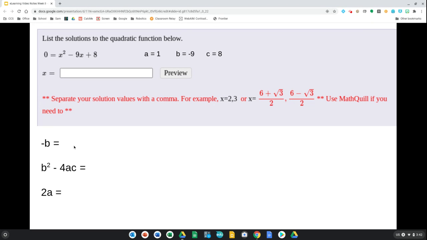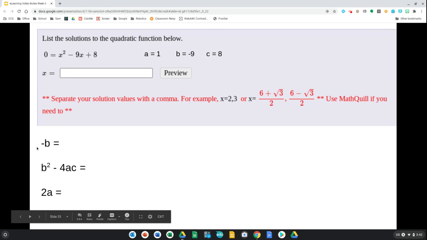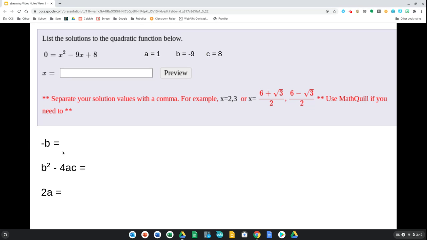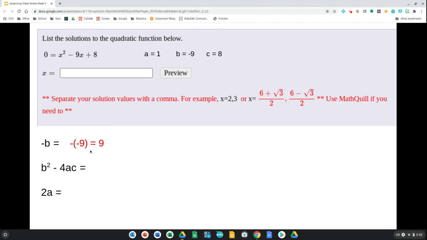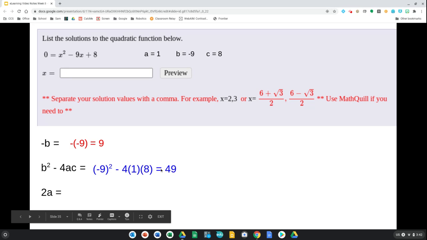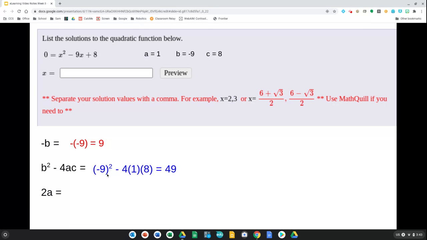Now we're going to find the values for these three pieces. So what would your value for negative b be in this problem? Well, since b is -9, negative b is going to be +9. Okay, now we need to figure out b squared minus 4ac. And so what do you get for b squared minus 4ac? Well, you're going to take -9 squared minus 4 times 1 times 8. That should give you 49. Okay, remember the negative goes inside the parentheses.